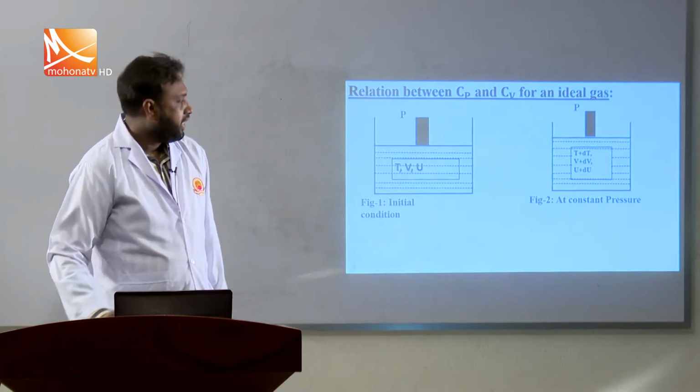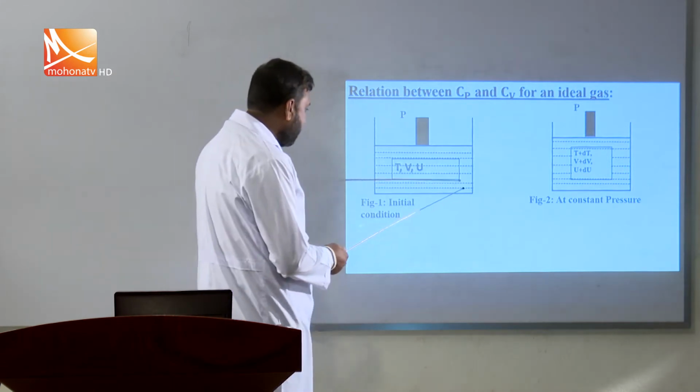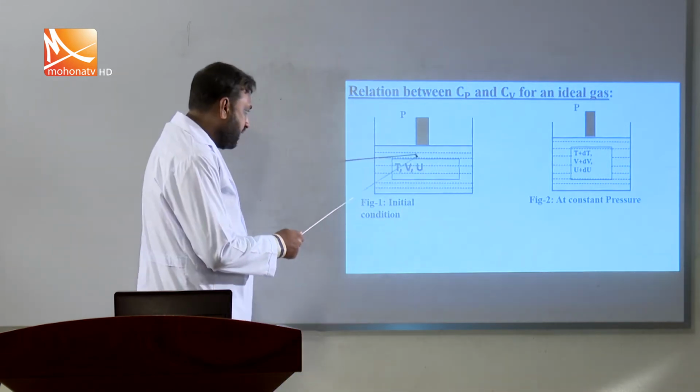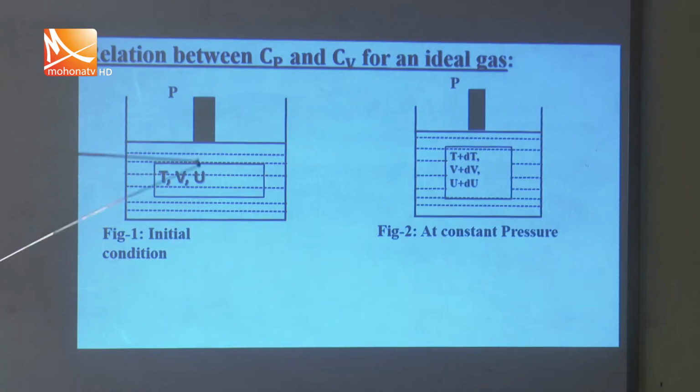Students, you can see two figures. In the first figure, it is a cylinder and it is a piston. This piston moves up and down frictionlessly. Dear students, you can see a gas in the cylinder of pressure P, temperature T, volume V, and internal energy U.